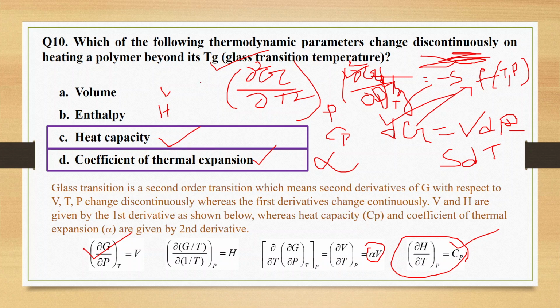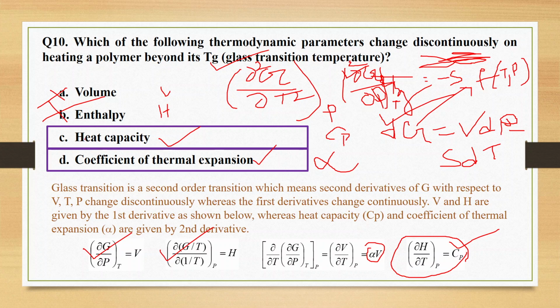So now if we look at the options that have been given here, the first option was volume. Volume can't be true because Tg is a second order transition, and we know that volume comes from a first order derivative, so that cannot change discontinuously in case of second order. So volume is wrong. The same thing goes for enthalpy as well. This is also a first order derivative, so it will not change discontinuously in case of second order. So enthalpy is also not the correct answer.